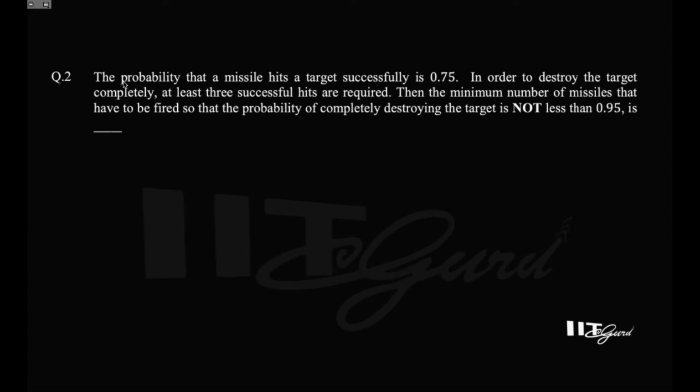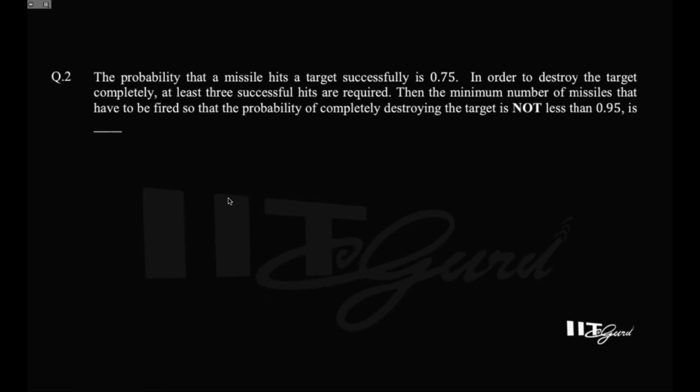So let's go through question number 2. This is from probability. The probability that a missile hits a target successfully is 0.75. In order to destroy the target completely, at least 3 successful hits are required. The minimum number of missiles that have to be fired so that the probability of completely destroying the target is not less than 0.95. This you have to find.